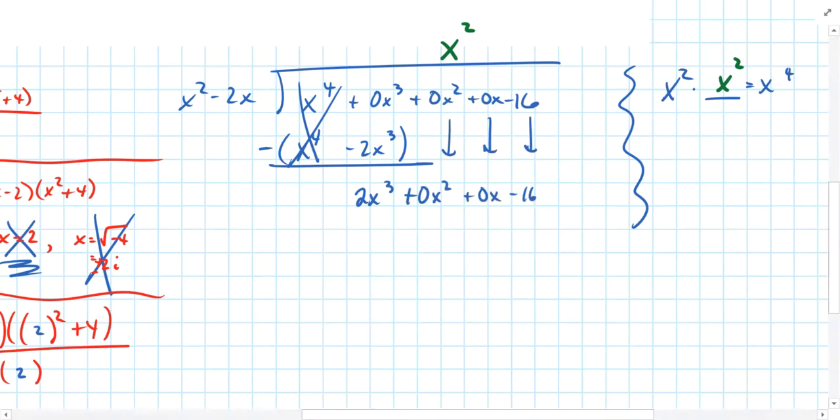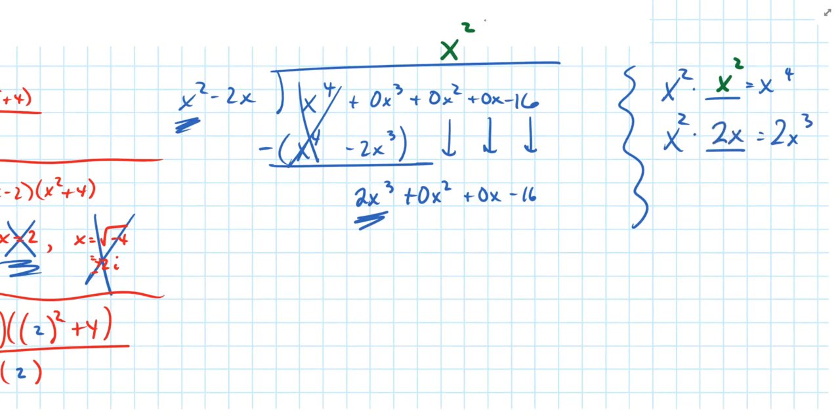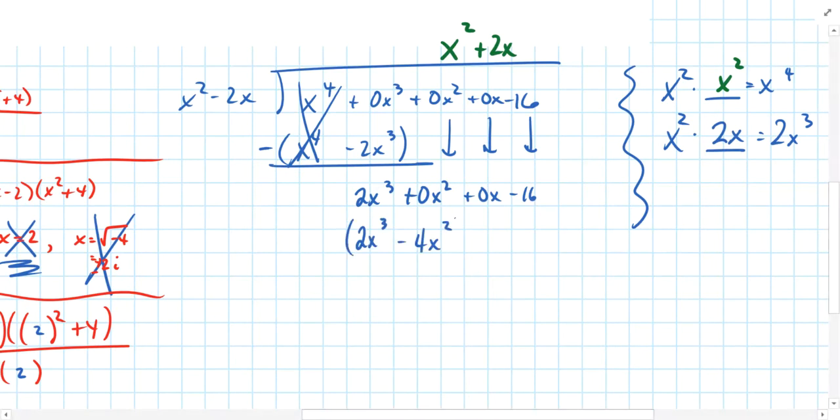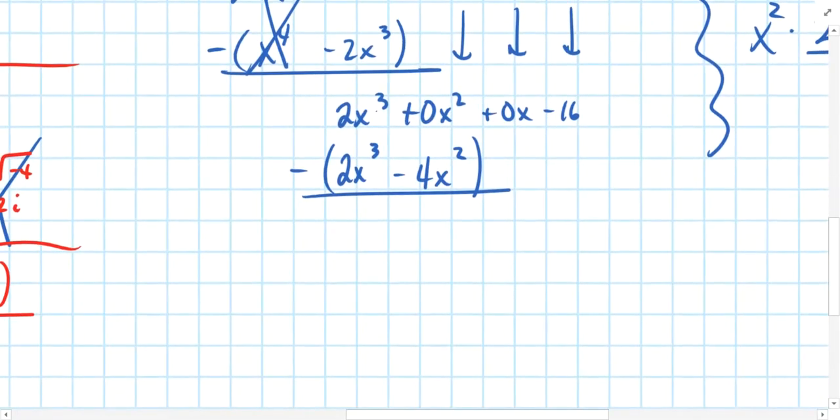And I'll now ask myself, x squared times what equals 2x cubed? And to me that looks like 2x. So my next guess is going to be 2x. Now 2x has to be multiplied by this divisor, and that produces 2x cubed minus 4x squared. And in the long division algorithm, we'll subtract these. The leading term does cancel out again, which is nice. 0 minus negative 4x squared is 4x squared.